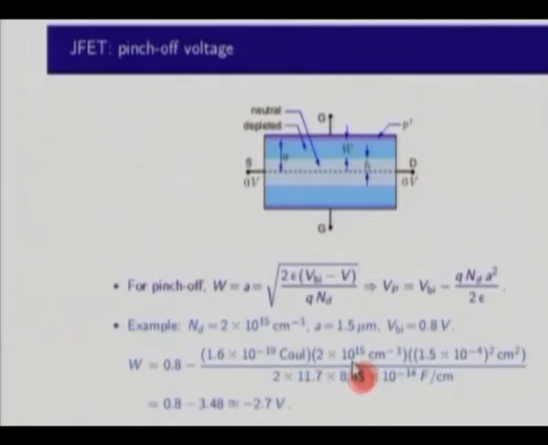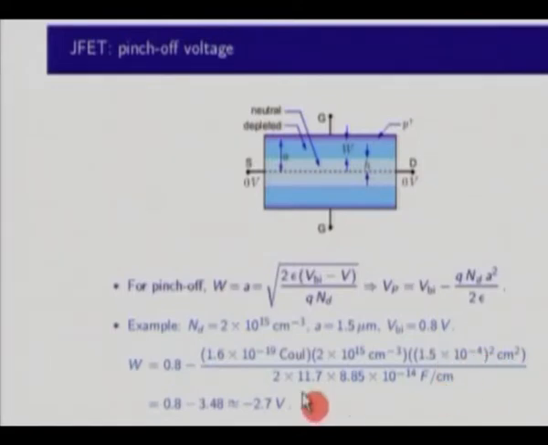And so what are the variables? 2 × 10^15 per centimeter cube, that is the doping density, and 1.5 micron. Now this is very important, we need to convert this micron into centimeter so that the units work out well, and that conversion is 10^-4.